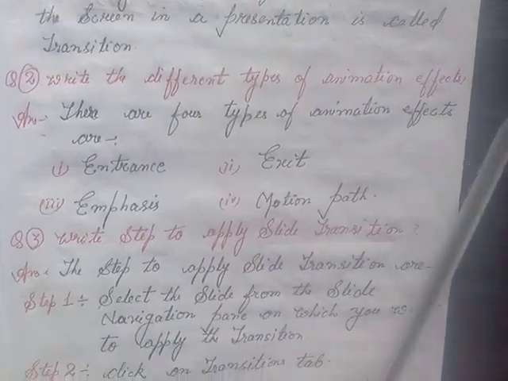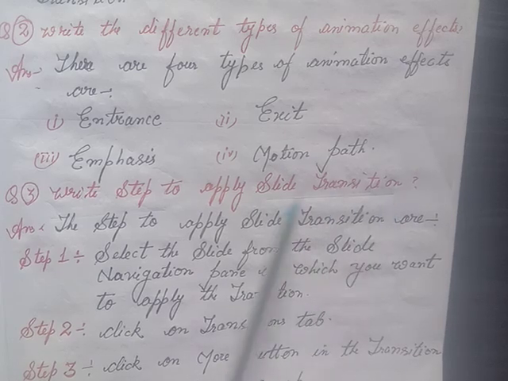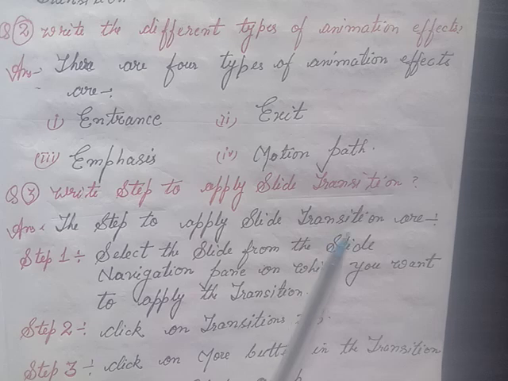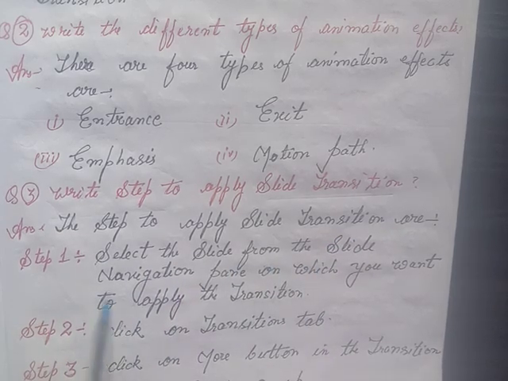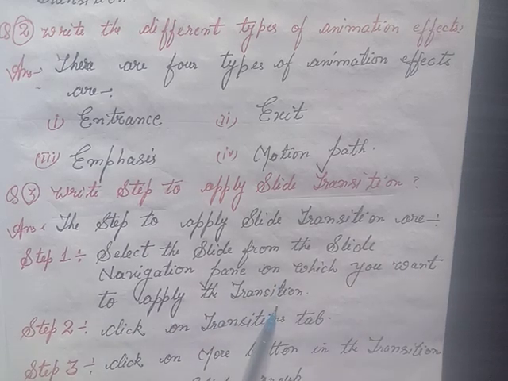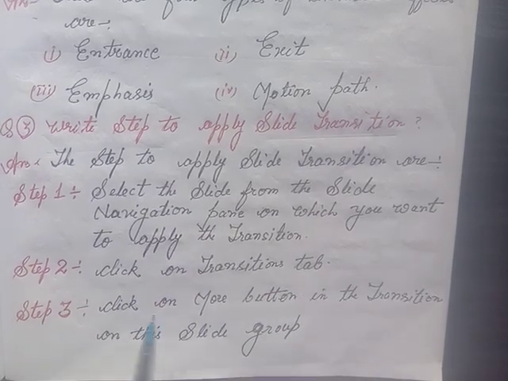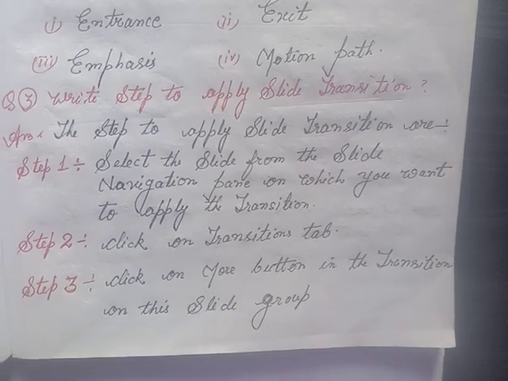Third, write the steps to apply slide transition. Answer: the steps to apply slide transition are: first, select the slide from the slide navigation pane on which you want to apply the transition. Step 2, click on the transition tab. Step 3, click on the more button in the transition to this slide group.